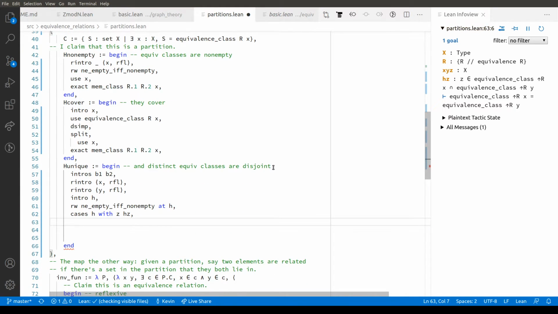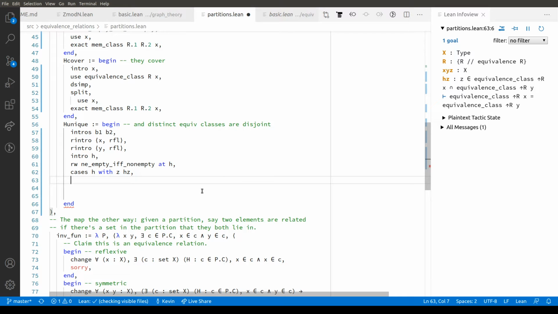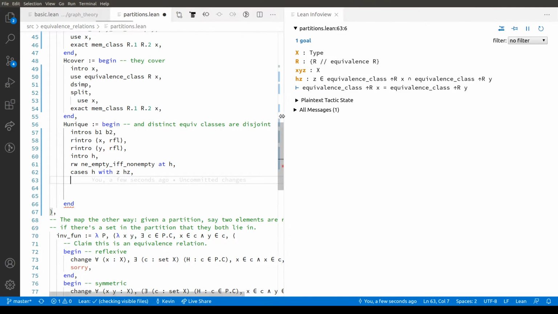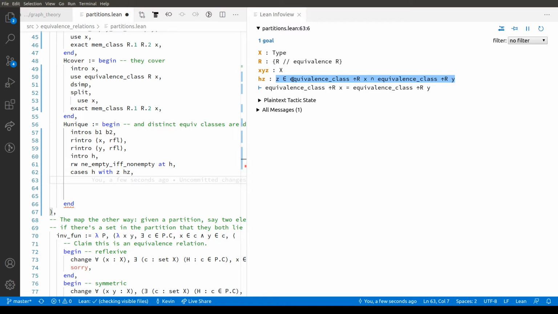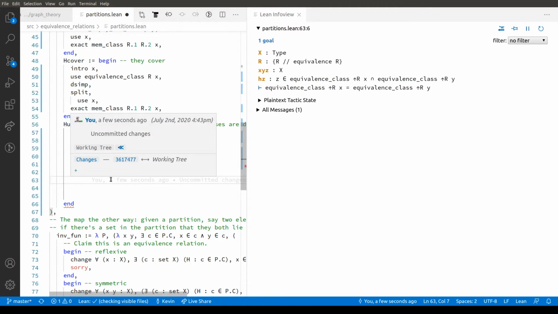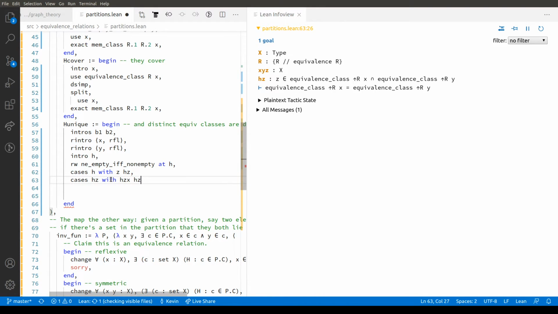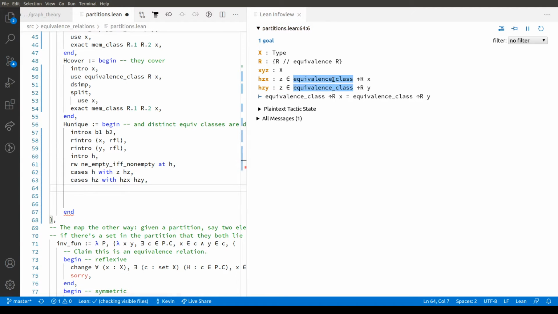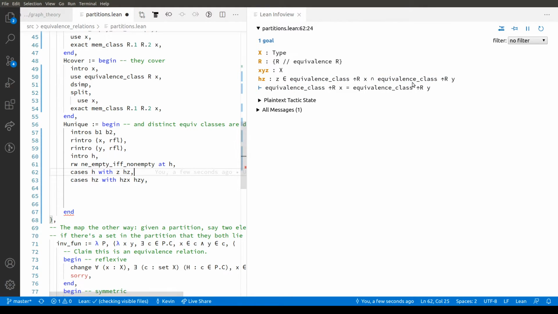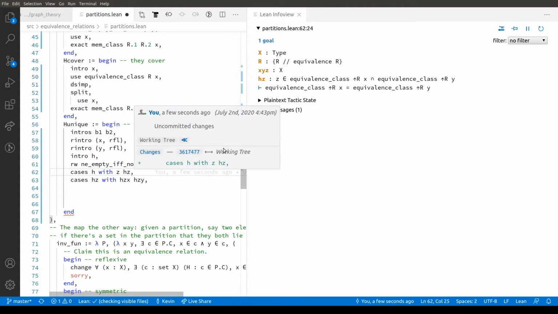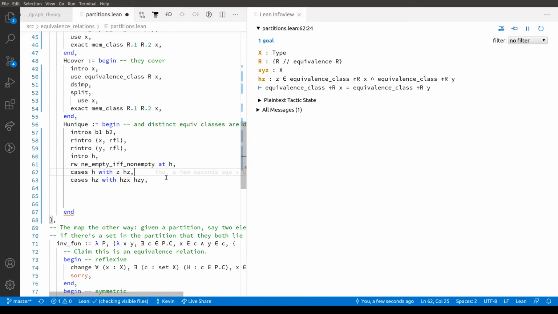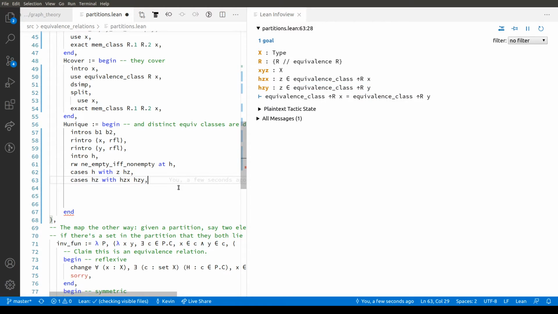So now what? We're now trying to prove the main goal. Right. What do we know here? Let's do cases xz with hzx, hzy. We know that z is in both equivalence classes. You see, now z was in the intersection. Here we know that z is in the intersection of these two equivalence classes. It's in the equivalence class of x and the equivalence class of y. And so that just literally means that it's in both of them. There. So z is in the equivalence class of x.